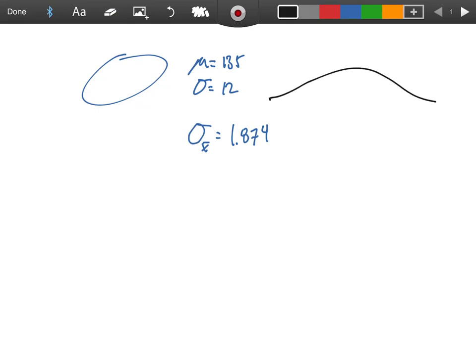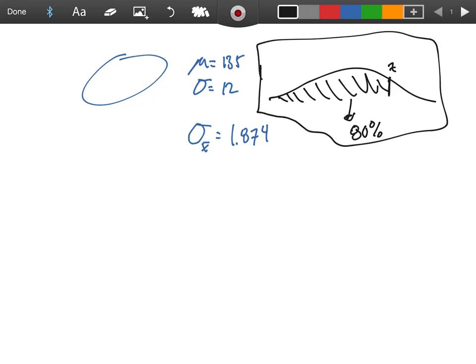What if they said, what is the value of the sample that's at the 80th percentile? Okay. If this is my normal curve, if they ask about the 80th percentile, what they're saying is what z-score has 80% of the data to the left of it. That would be the value that's at the 80th percentile. So, if I'm looking at a distribution of sample means, I want to know what sample is at the 80th percentile.